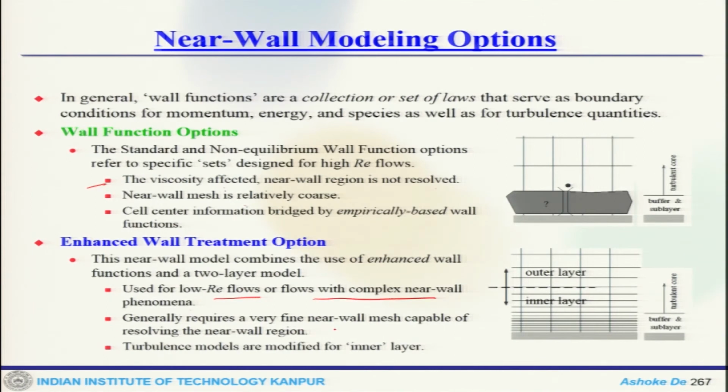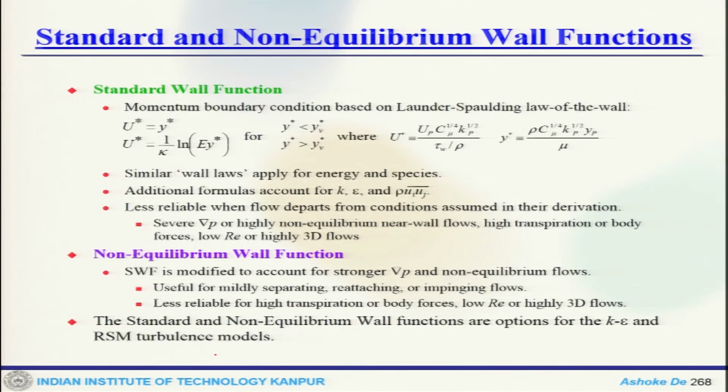This requires a fine near wall mesh and is modified at the inner layer. These are some of the standard wall functions which are quite often used, using the Launder-Spalding law, where U star is a function of Y star, depending on the Y star definition. So this is similar to wall laws. Additional formulas account for K-epsilon and Reynolds stress. It is less reliable when the flow departs from the conditions assumed in their derivation.